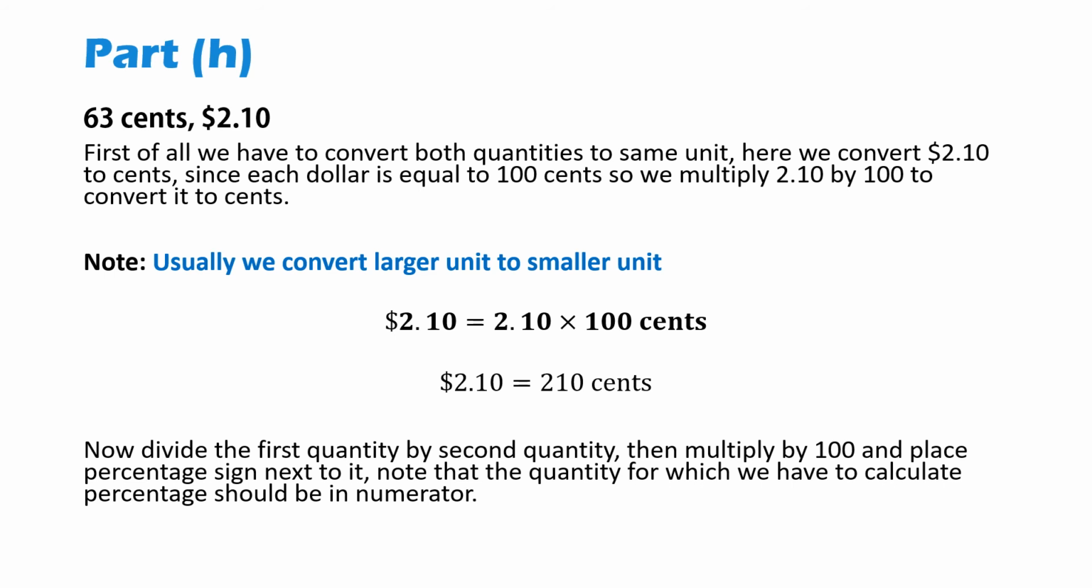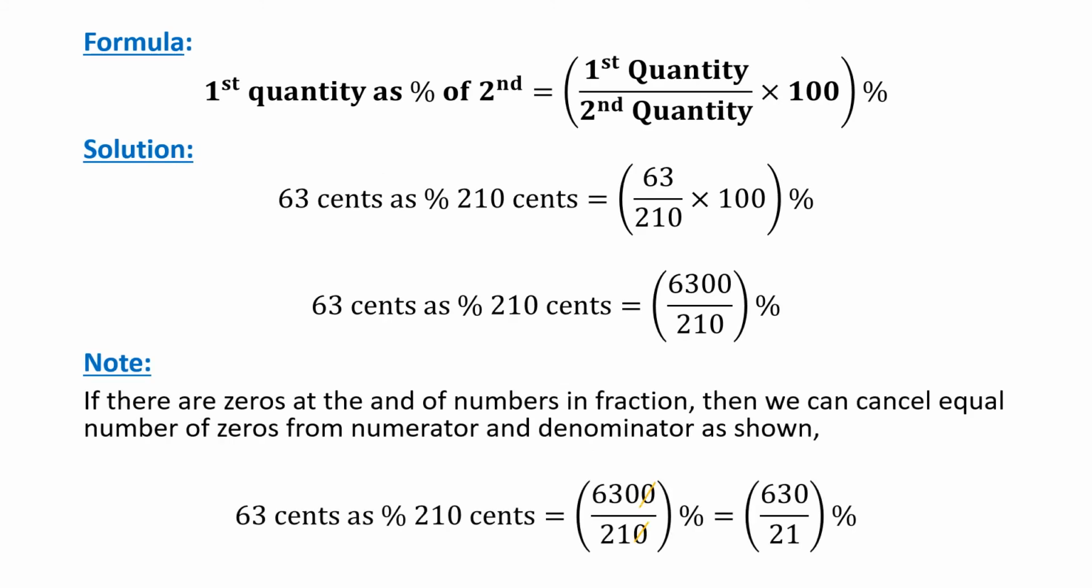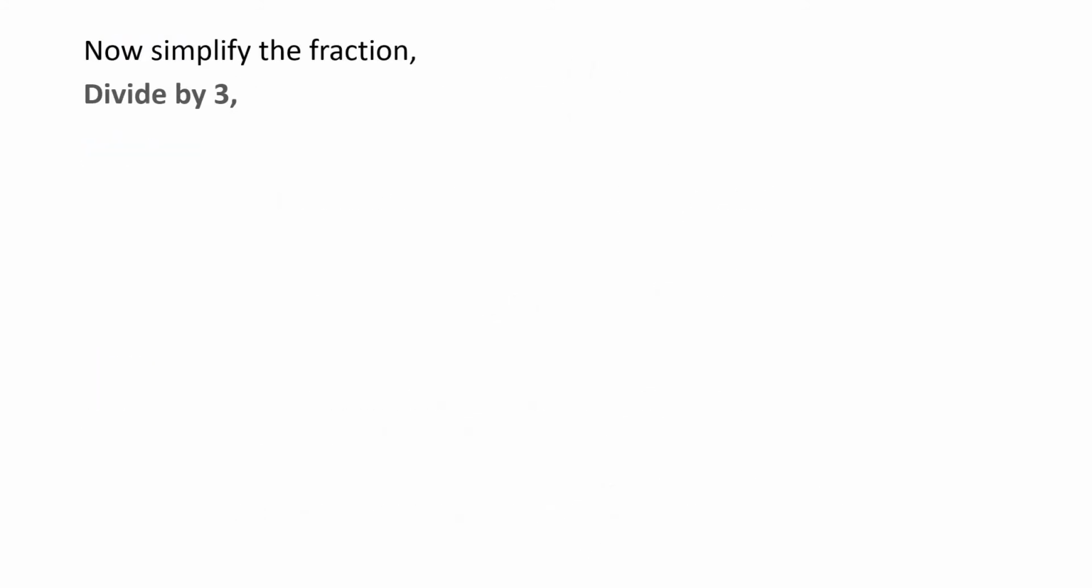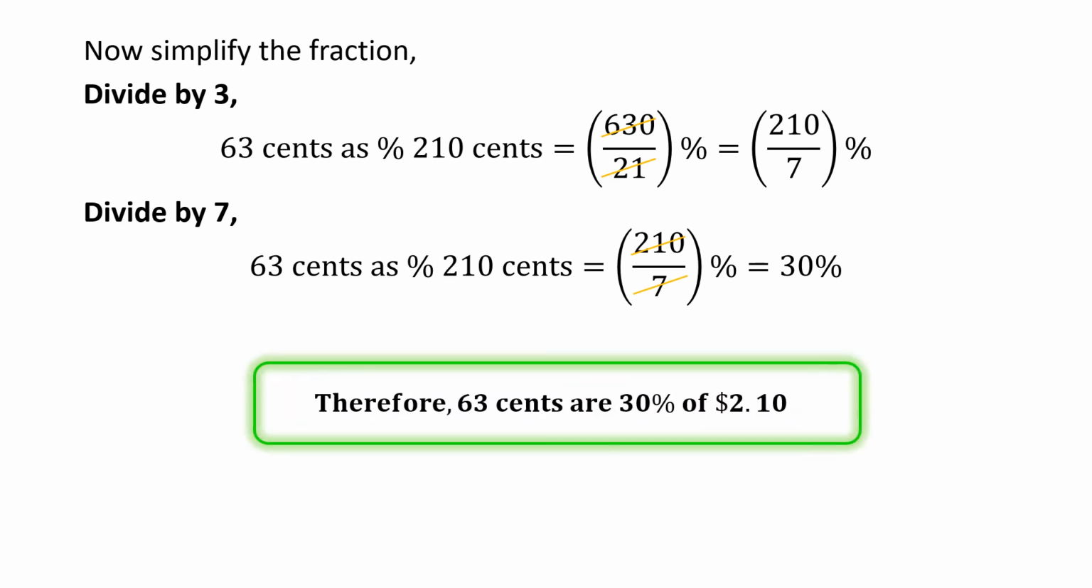Now divide the first quantity by the second quantity, then multiply by 100 and place a percentage sign next to it. Note that the quantity for which we have to calculate the percentage should be in the numerator. Then substitute the values of the first and second quantities in the formula and simplify as shown. After simplification we have 30%, therefore, 63 cents are 30% of $2.10.